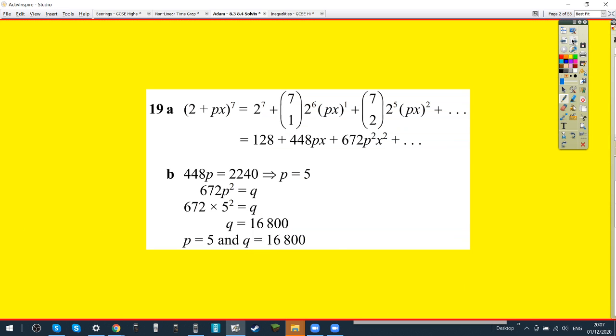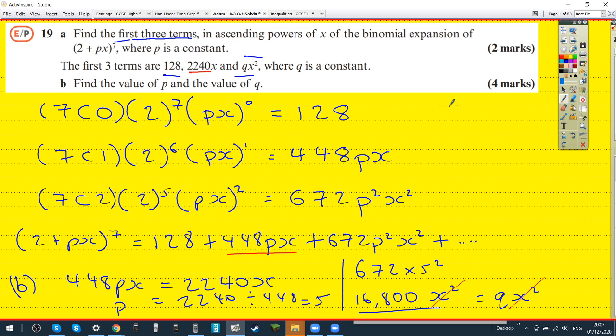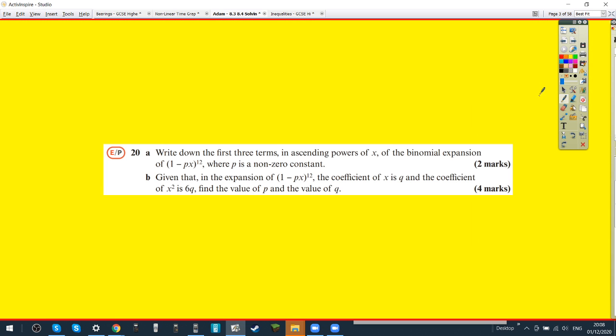So let's take a look. 16,800. And then the other one, p was 5. We didn't know what number p was, but when we expanded the first three terms, we got 128, 448px, and 672 p squared x squared. The actual first two terms were 128 and 2240x. The first one, they're the same, no help to us. But the second one we can use to solve for p. The third one we can use to solve for q. Any questions about that? No. Okay. That wasn't too bad.